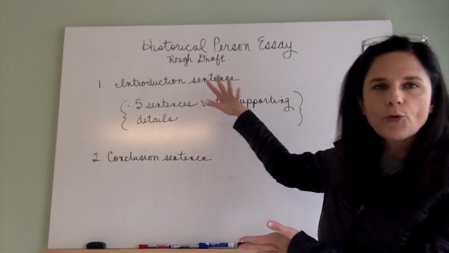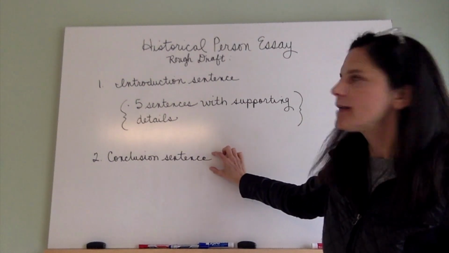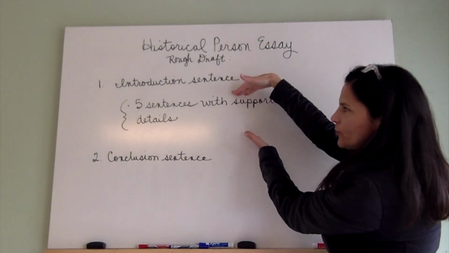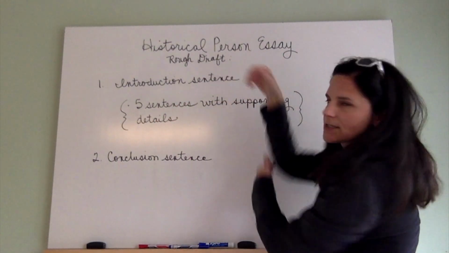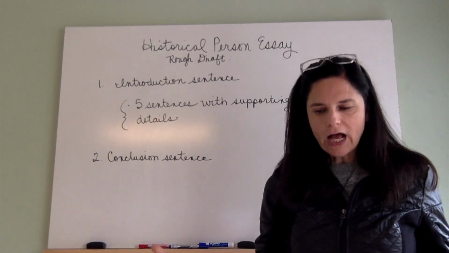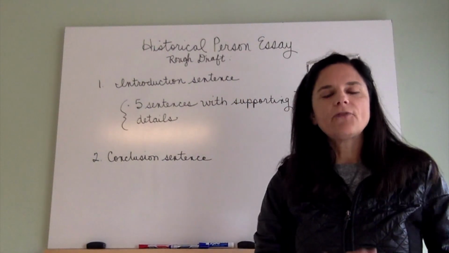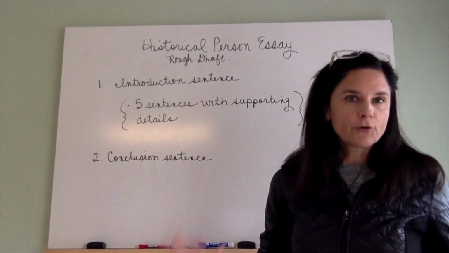Now, this is the format of your essay. We're not going to be working on the conclusion sentence just yet. We've already done the introduction sentence, and now for the rest of the week, we're going to focus on the 5 sentences with supporting details. And you're just going to use your outline to help you write this. Your outline is just like your roadmap of how you're going to organize your essay and what information it's going to include.